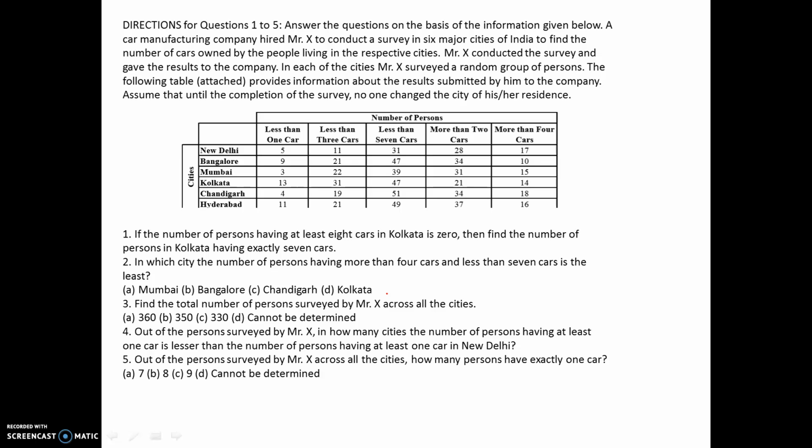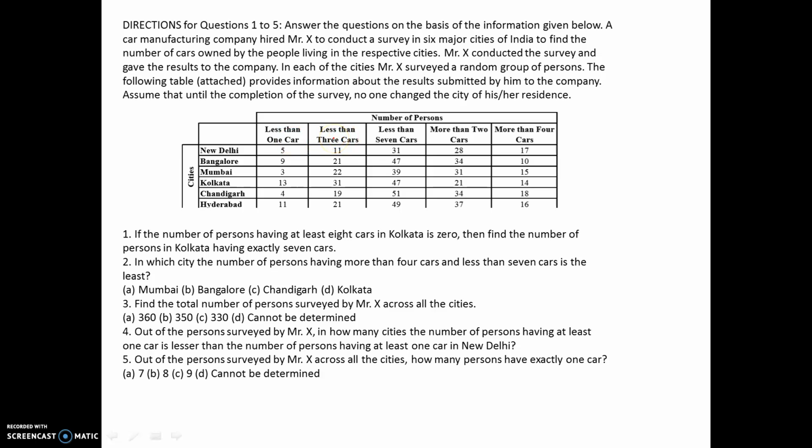So if you look at this particular first question, see there are different columns like less than one car. So less than one car means 0 cars. So in Delhi you can say there are 5 persons who have less than one car. With how many people he has surveyed, that depends, right? So in Bangalore there 9 persons were surveyed who had no cars with them and so on.